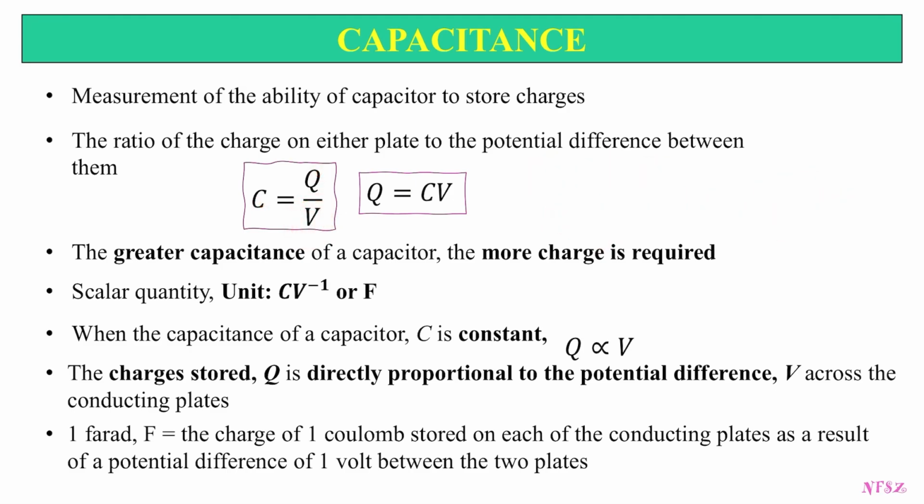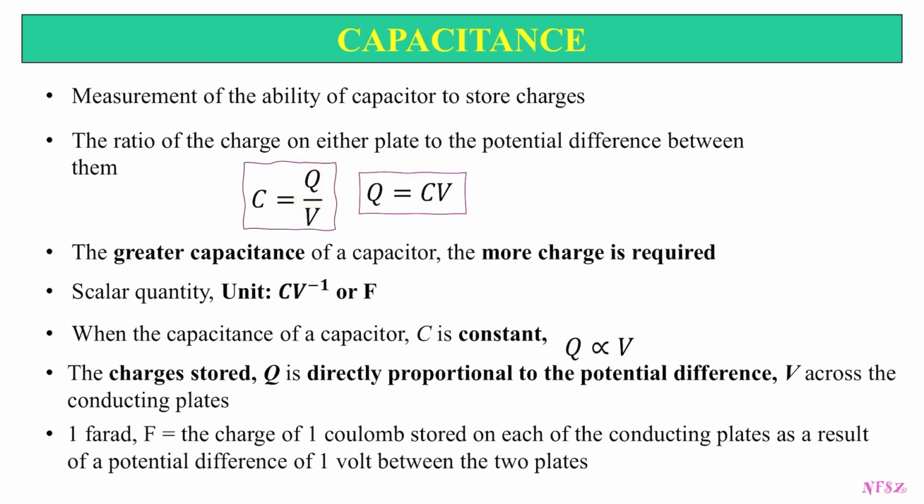So the greater the capacitance of the capacitor, the more charge is required to charge it. The more charge it can basically store. It is a scalar quantity, and its unit is usually farad. If the exam asks for capacitance, it usually asks in farad, you cannot use coulomb per volt, because mostly they want SI units, so be careful. So it must be in farad. It means the charge, usually given in microcoulomb, must be converted to coulomb.